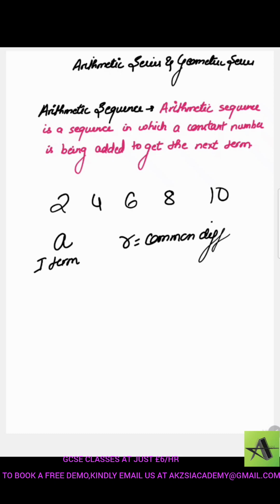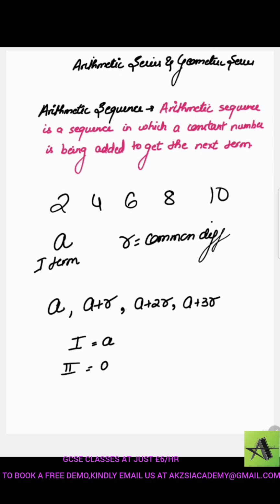I'm just trying to find a generalized formula. We know the common pattern of an arithmetic sequence: A is the first term, then the next term would be A plus R. Then the next term you have to add R once again, so it would be A plus 2R. Then the next term would be A plus 3R and so on, because you keep on adding the same constant number to get the next term. If I write it out, the first term is A, the second term is A plus R, the third term is A plus 2R, the fourth term is A plus 3R, and so on.